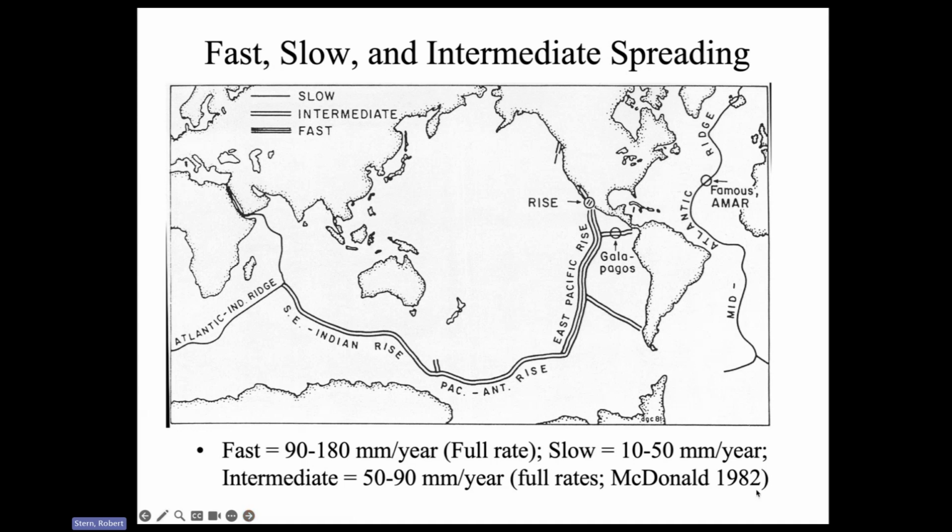And so we can generate this kind of a map. This is basically dividing ridges into slow, intermediate, and fast. This is the fast spreading ridge, which then turns into an intermediate spreading ridge, which then turns into a slow spreading ridge. So in general, fast is 90 to 180 millimeters per year. That's the full rate. Slow is 10 to 50 millimeters per year, and intermediate in between, 50 to 90.